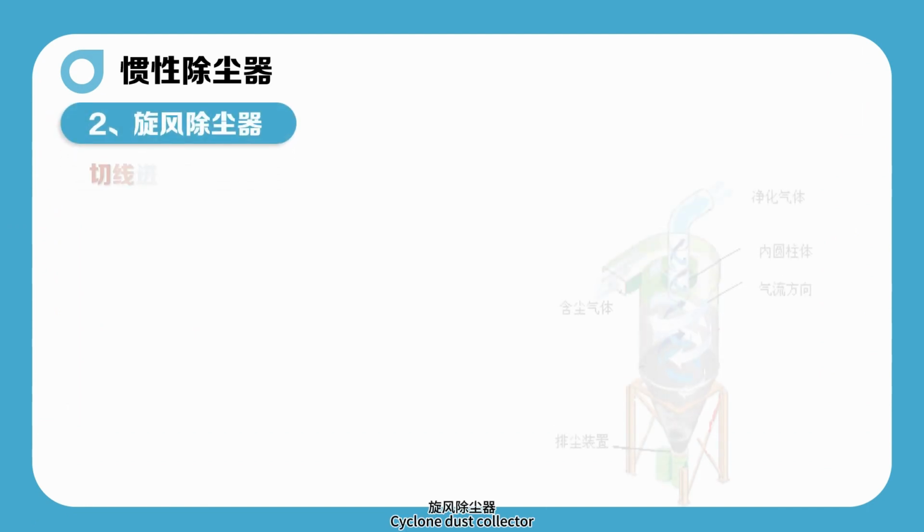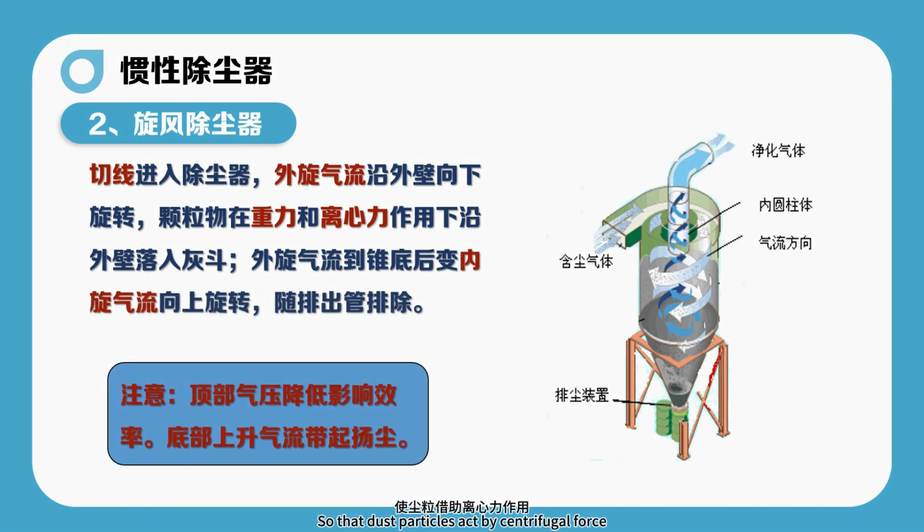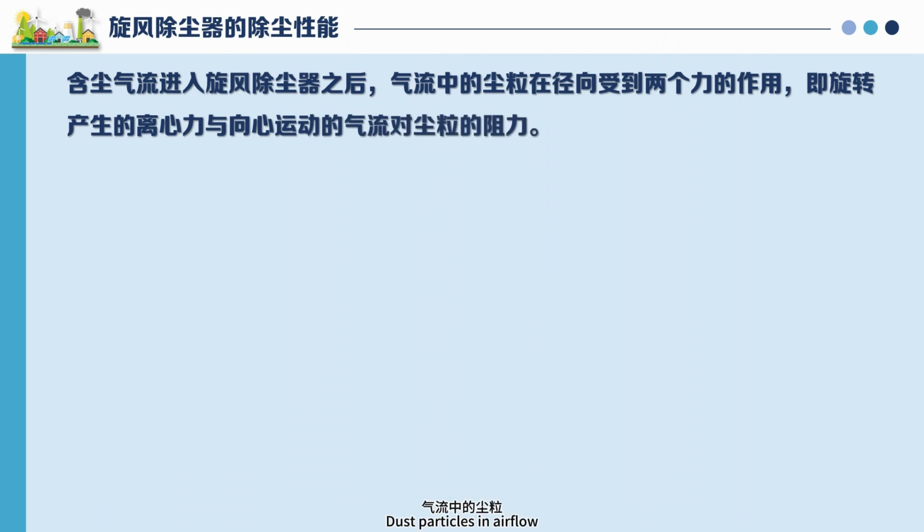Cyclone dust collector uses the rotational motion of dusty gas so that dust particles act by centrifugal force and are separated from the gas. Trapping device. Dust collector diameter is less than 800 mm. High efficiency, particle size greater than 5 microns. No moving parts, simple structure, low cost, and small volume, but the resistance is great. Wear badly.